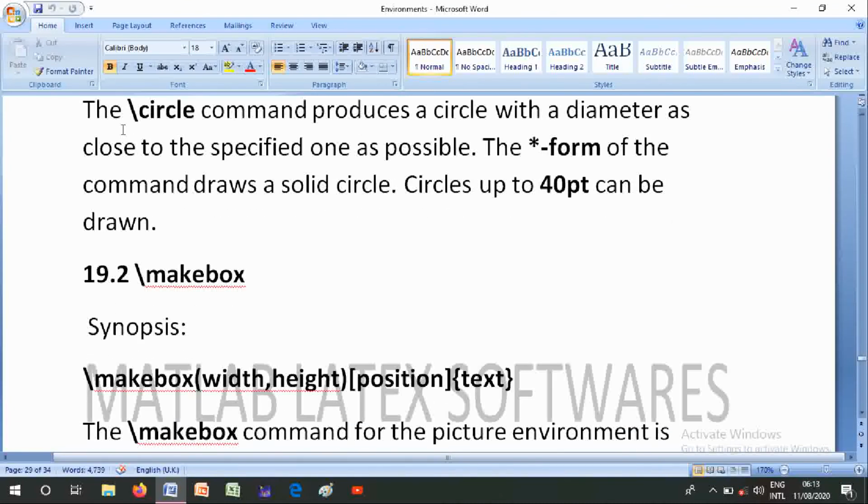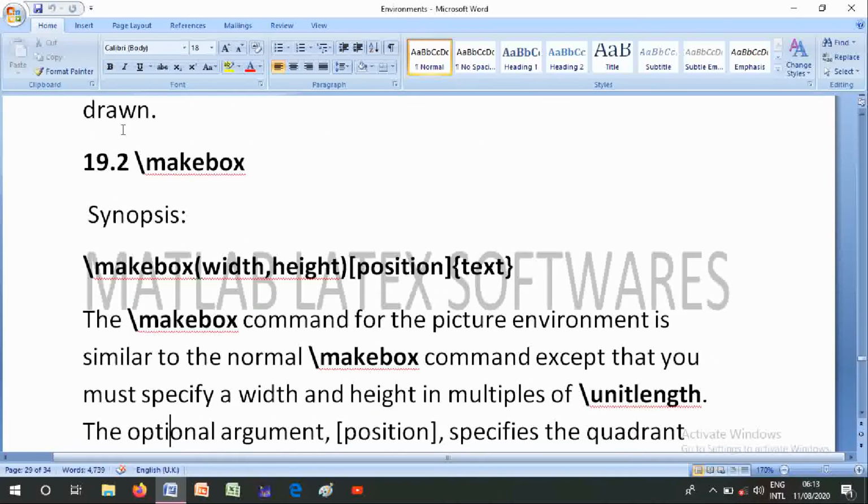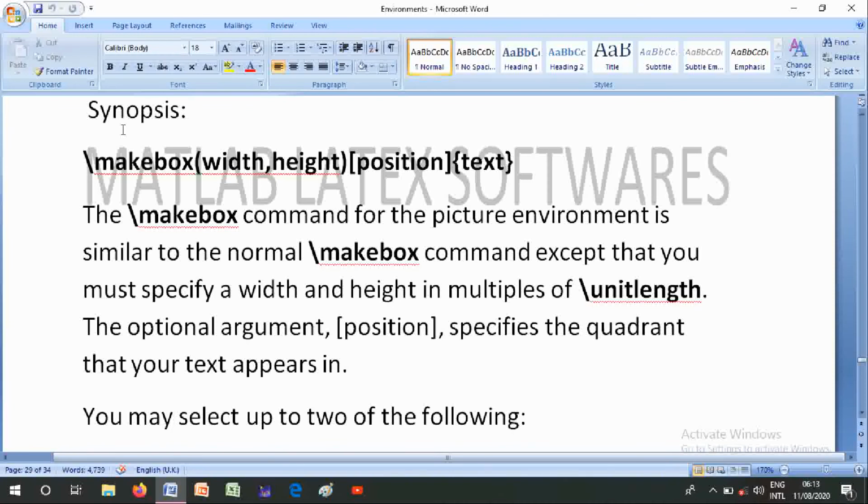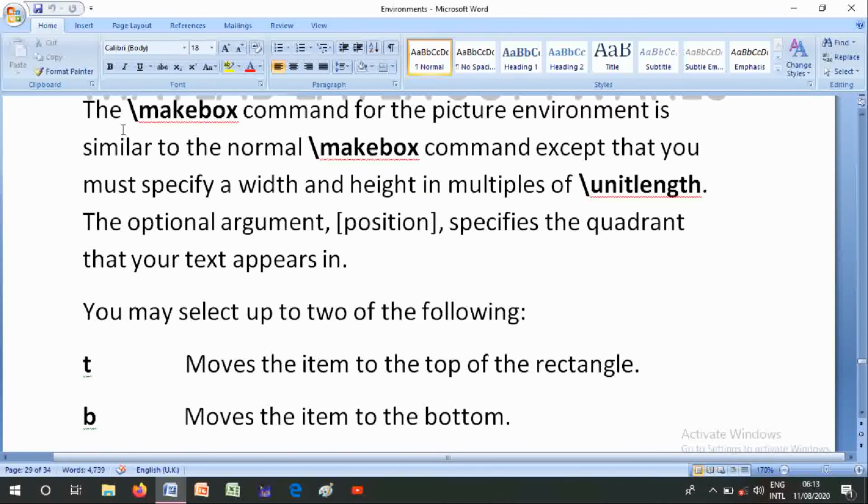19.2 is makebox. Its synopsis is \makebox(width,height)[position]{text}. The makebox command for the picture environment is similar to the normal makebox command, except that you must specify a width and height in multiples of unit length. The optional argument position specifies the quadrant that your text appears in. You may select up to two of the following.